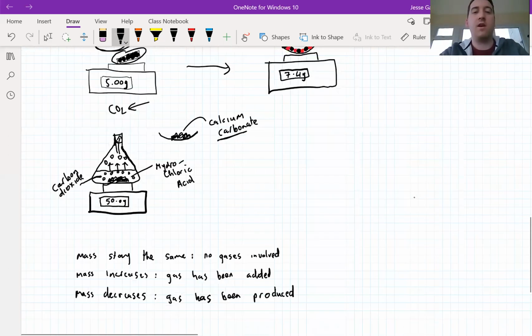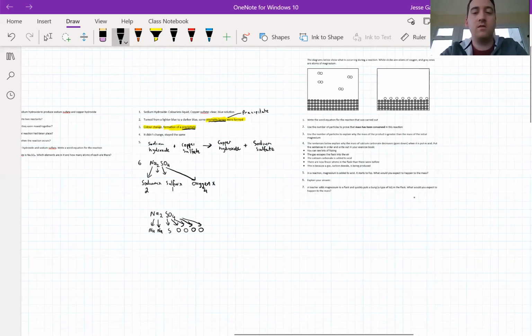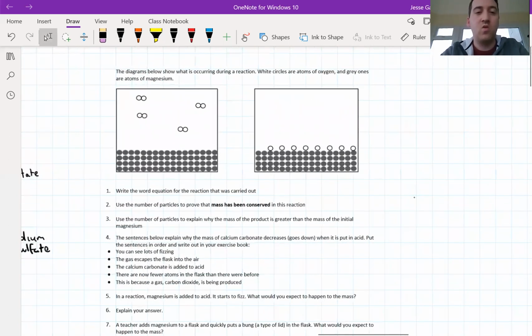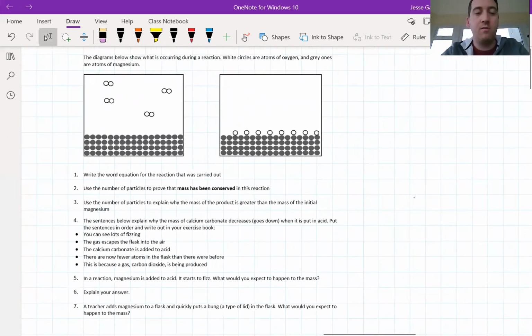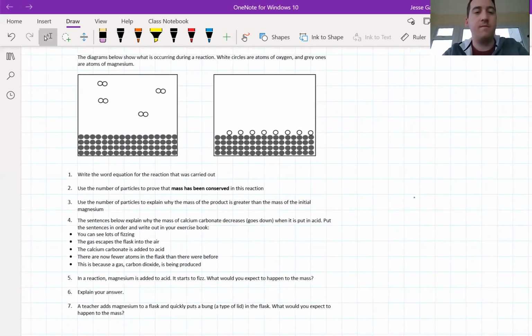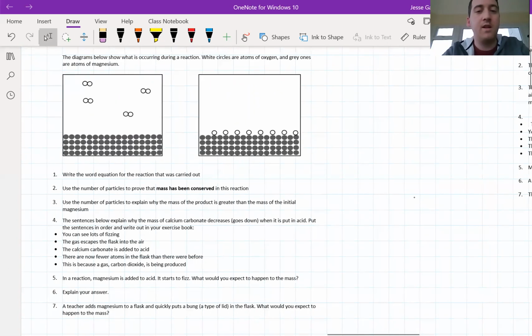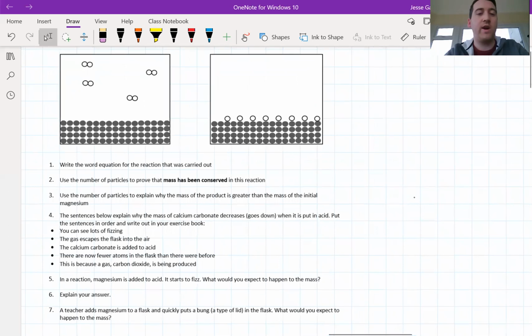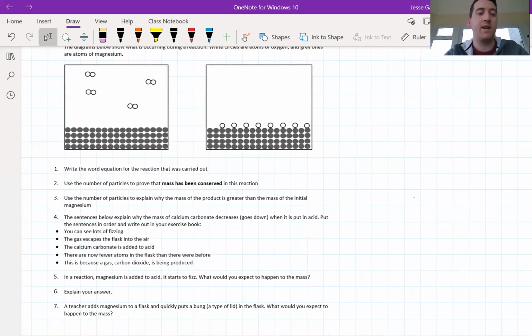Okay, last few questions. There's quite a few questions here, but most of them are pretty short. The diagram shows what's happening during a reaction. White circles are atoms of oxygen and the dark ones are atoms of magnesium. So what you have to do is pause the video and first of all, write a word equation for what's going on. Now remember what we're reacting here, oxygen and magnesium. So you should be able to write a word equation for that now.